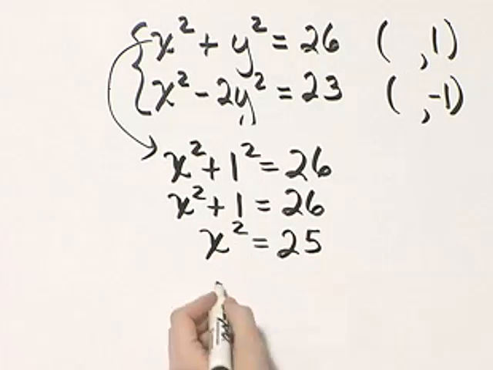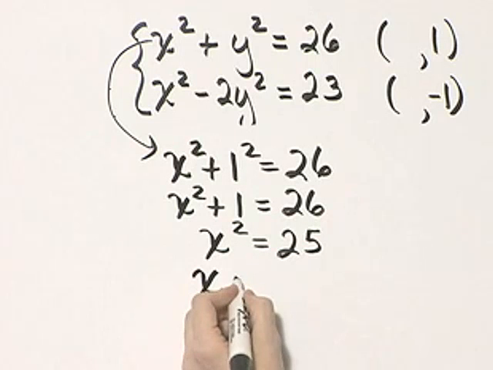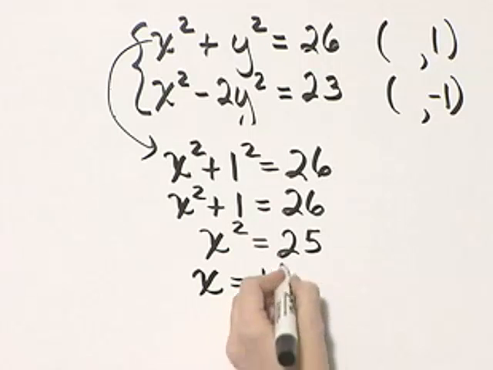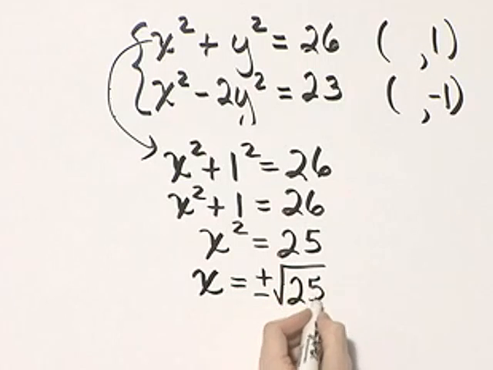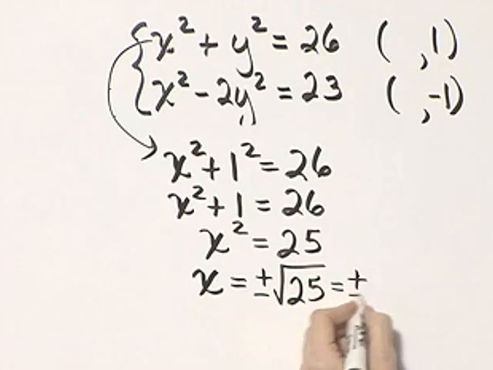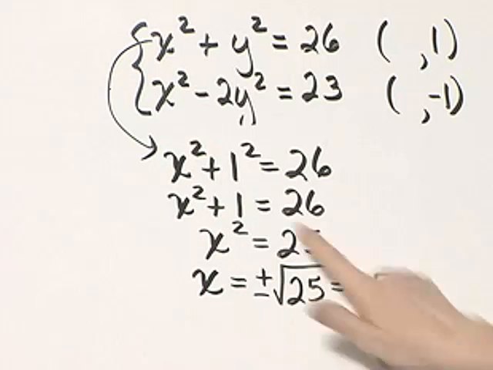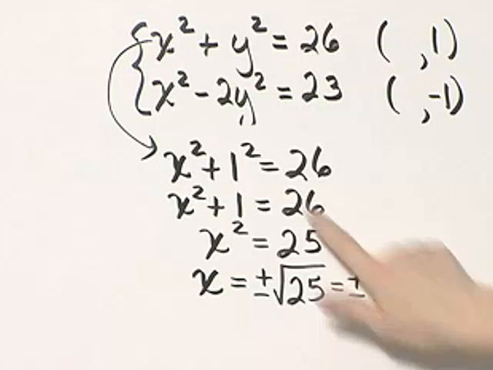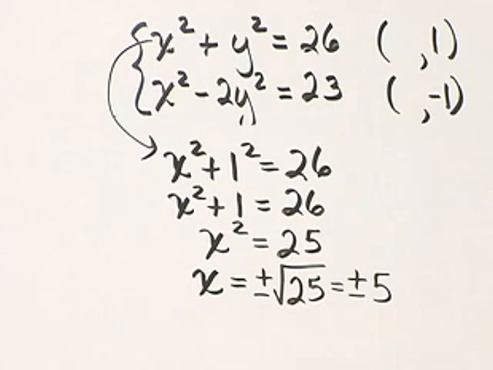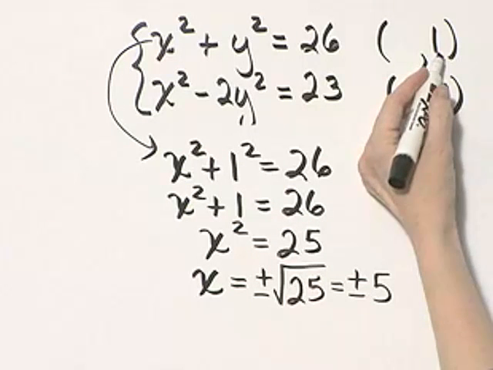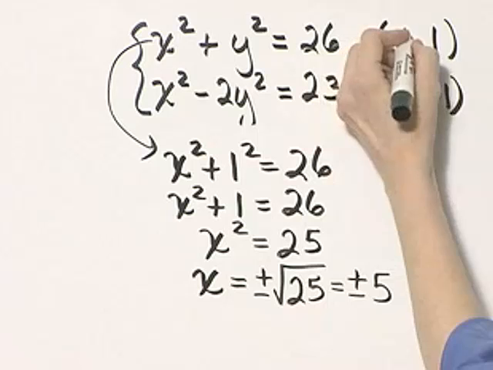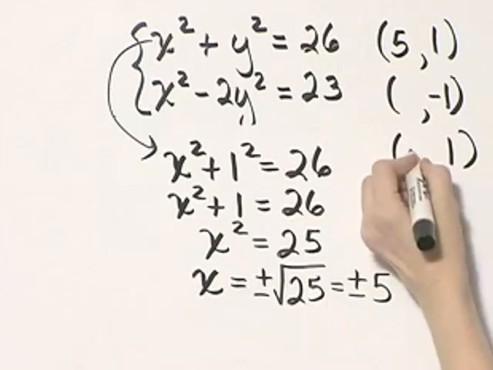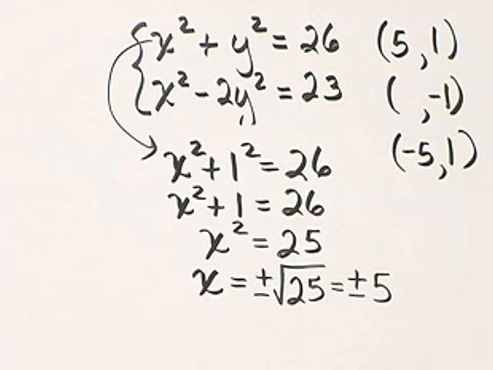Be very careful when solving. x, remember, by that square root property, is plus or minus the square root of 25, which is plus or minus 5. So when y is 1, we get positive 5, and when y is 1, we also get negative 5.